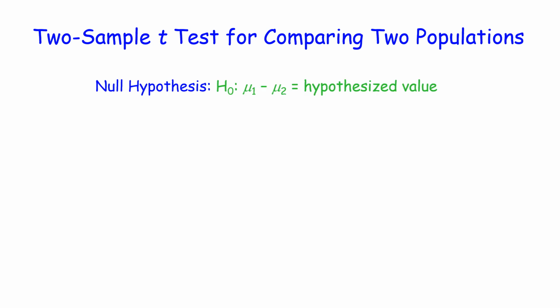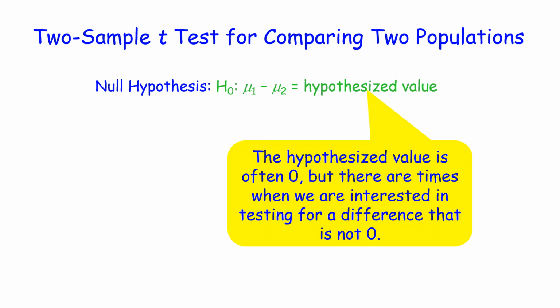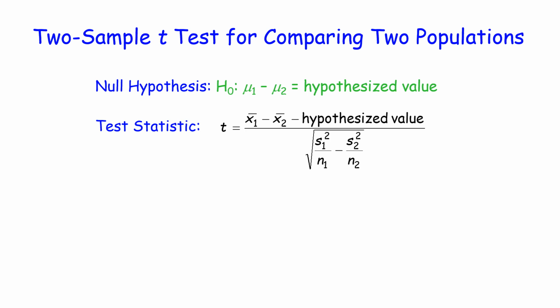Let's talk about some two-sample t-tests for comparing two populations. So our null hypothesis would be that our mu sub 1 minus mu sub 2 is our hypothesized value. The hypothesized value is often 0, but there are times when we are interested in testing for a difference that is not 0. Our test statistic would be t equals our x bar sub 1 minus our x bar sub 2 minus the hypothesized value divided by the square root of our s sub 1 squared divided by n sub 1 plus our s sub 2 squared divided by n sub 2.